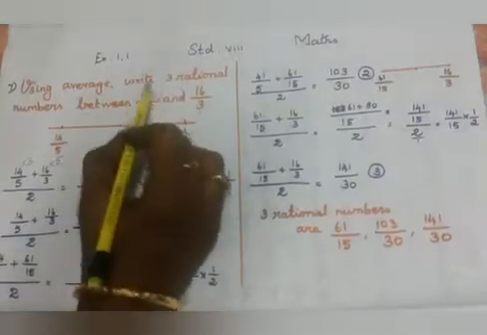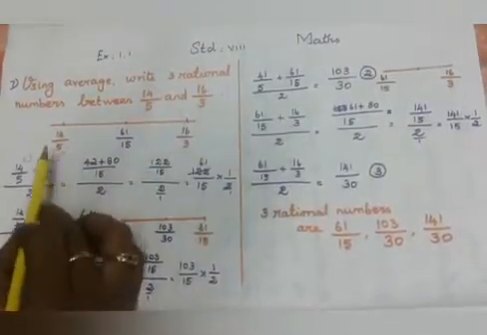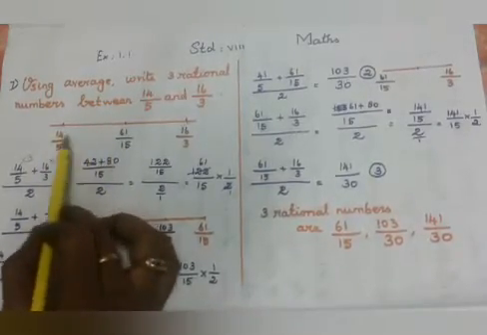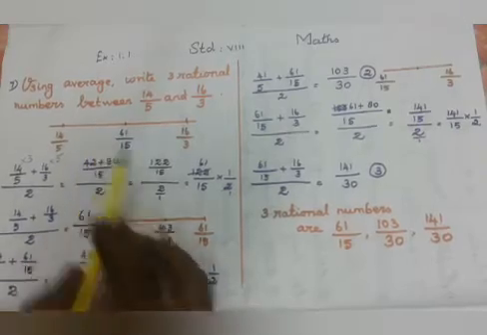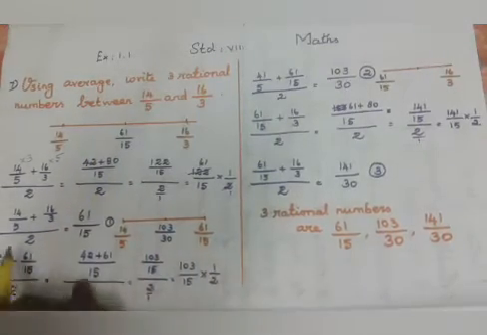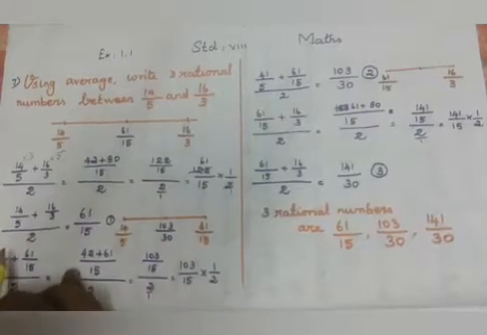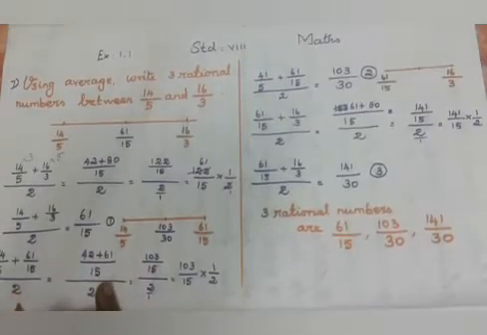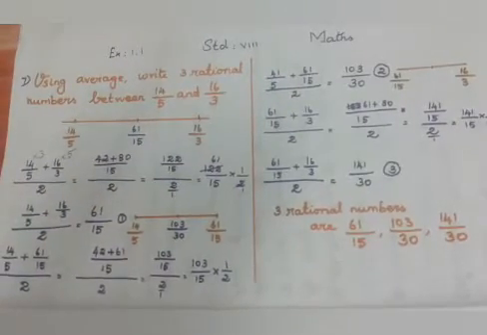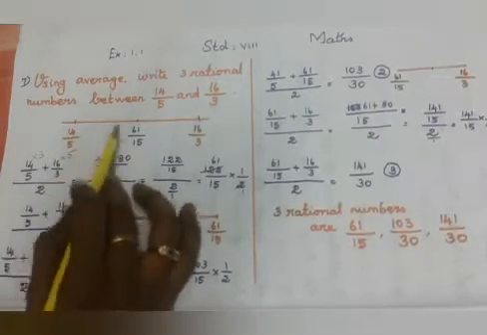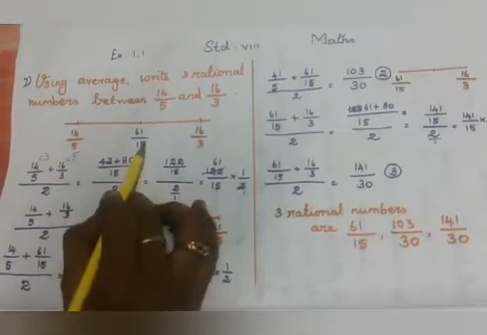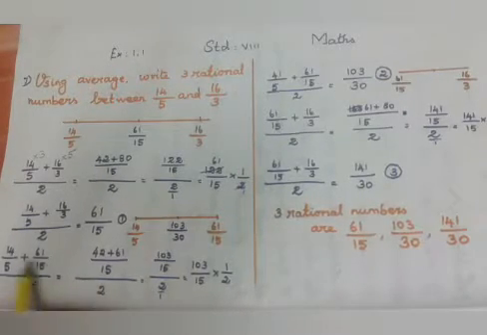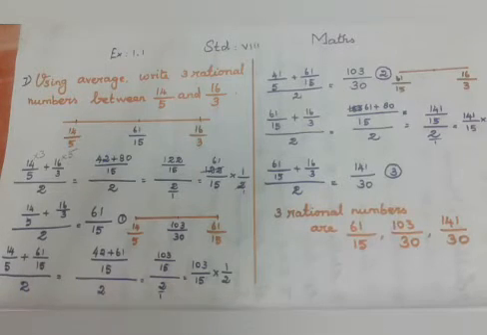Now here it is asking to write three rational numbers. So we find the next rational number in between the gap. We find the average of these two numbers. How do we find it? 14 by 5 plus 61 by 15, divided by 2. We have to find the average number between these two numbers, so we add those two numbers and divide by 2. When adding, we check whether the denominators are the same or not. Here they are not the same.